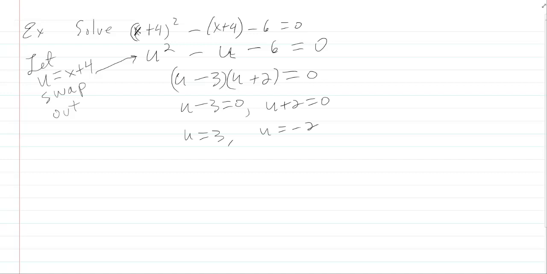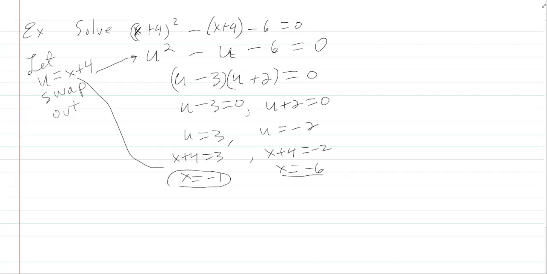Now, well, that solves it for u, but I don't want u. I want x. So I bring my x plus 4 back in here. x plus 4 is a 3, and x plus 4 is a negative 2. That gives me the x that I need. I'll get a negative 1, and I'll get a negative 6. Those are my final answers now. Okay, so we can go a long way if we recognize what we have in front of us.